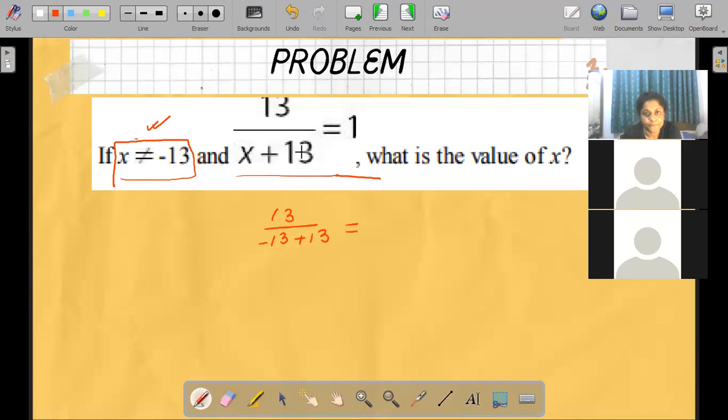Shweta? No, it will be like infinity, 13 divided by 0, I guess. Yeah, so if it is 13 divided by 0, what does it give me? 0, ma'am. Anything divided... 0, no. Right?